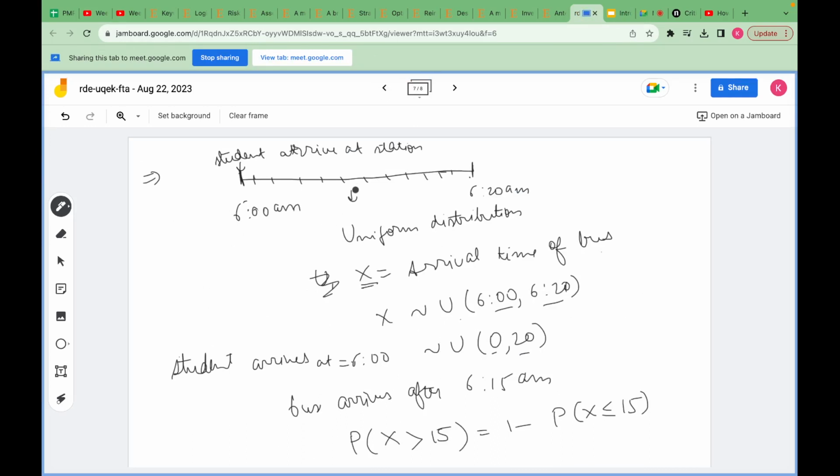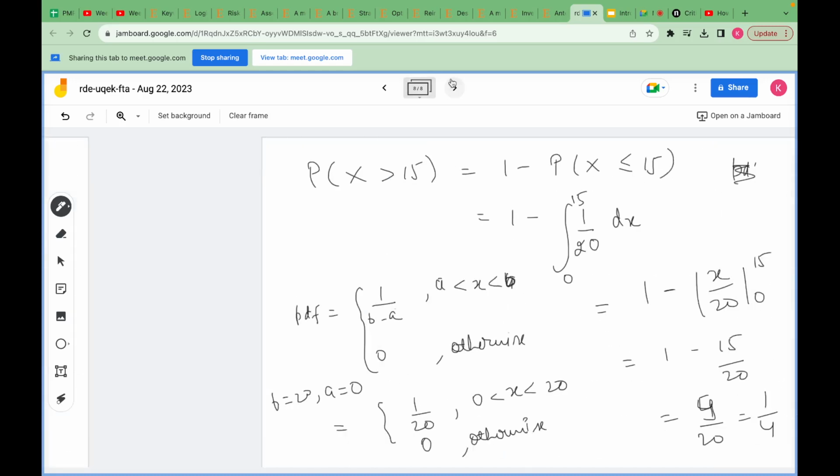Sorry, I forgot to share this. So here the bus arrives. We are asked in the question that the student should wait at least 15 minutes. The student arrives exactly at 6 a.m. So only when the bus arrives after 6:15 a.m. is it possible that the student will wait at least 15 minutes. So we are asked that the probability that the arrival time of the bus is greater than 15, which is nothing but 1 minus the probability that x is less than or equal to 15.